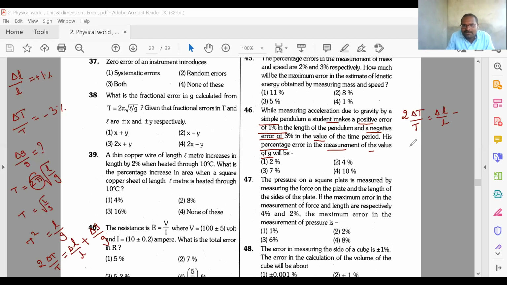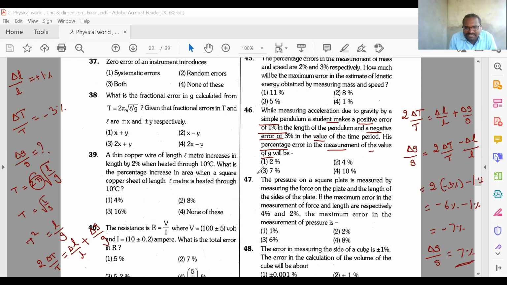What you want is delta g by g. So it can be written as 2 times delta T by T minus delta L by L. 2 times delta T by T is minus 3%, so minus 6%, minus delta L by L which is 1%. Total is minus 7%. This means delta g by g percentage error is 7%, we can say. So option 3 is the right answer.